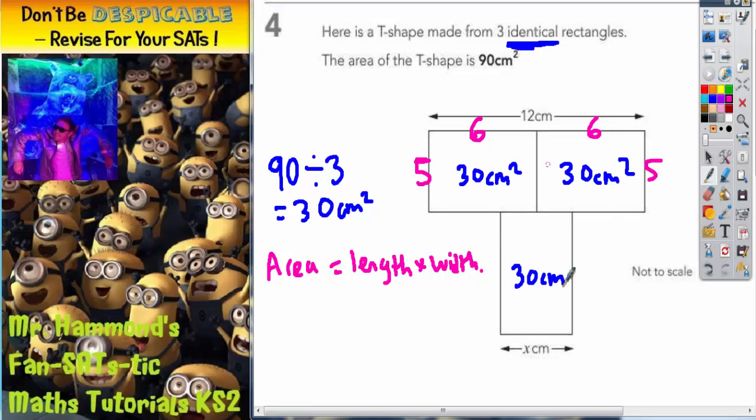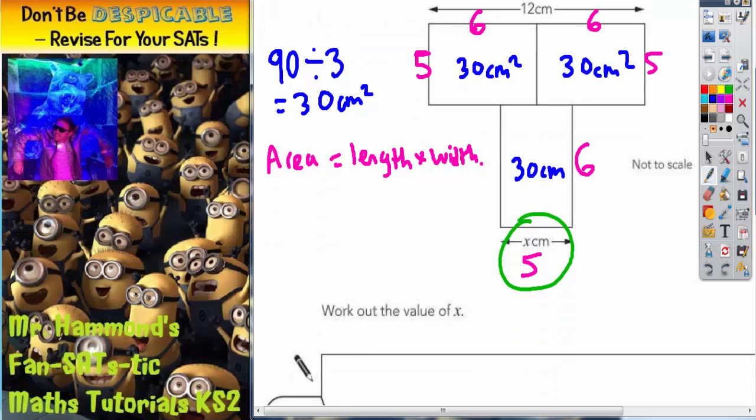Now, remember what we said earlier, the 3 rectangles are identical. So the measurements of these 2 rectangles is the same as the measurement of this rectangle. It's just that this rectangle is turned upright. So the long side is 6 and the short side is 5. So the long side has got to be 6 and the short side has got to be 5. And there we have our answer. X equals 5. All we've got to do now is transfer this sort of working into our answer box.